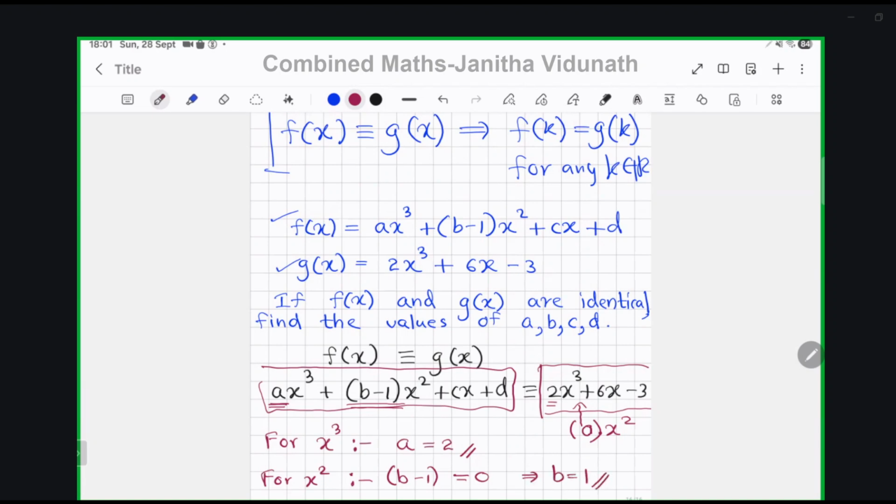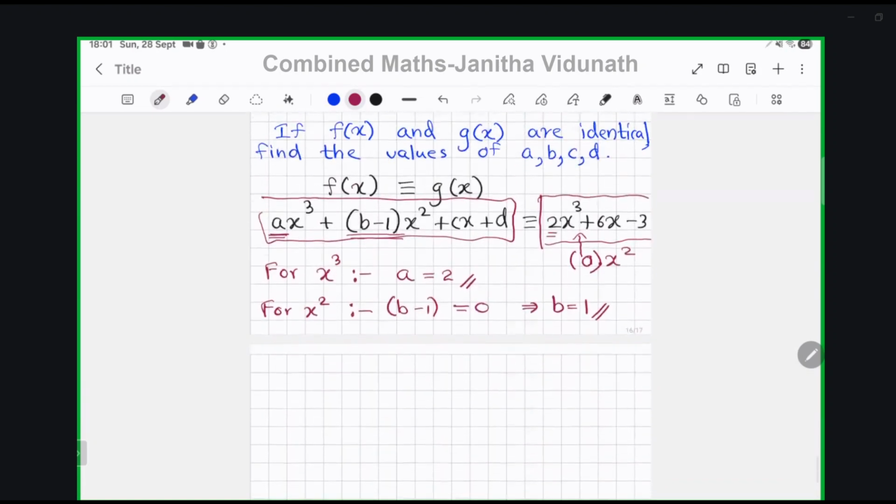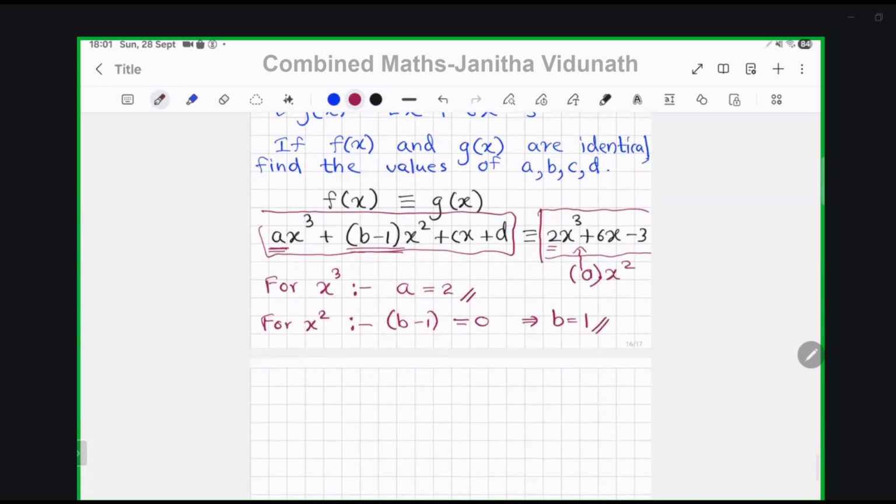We can simplify this and get the value b is equal to 1. Then if we solve for the x coefficient, on the left hand side we get c, and on the right hand side the coefficient of x is 6. That means c is equal to 6.